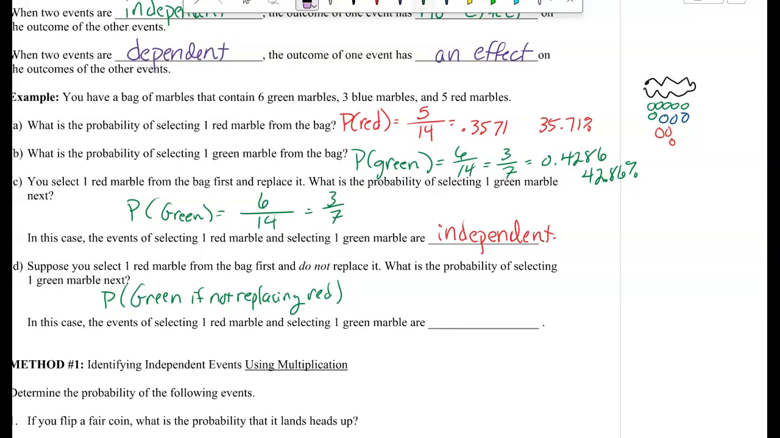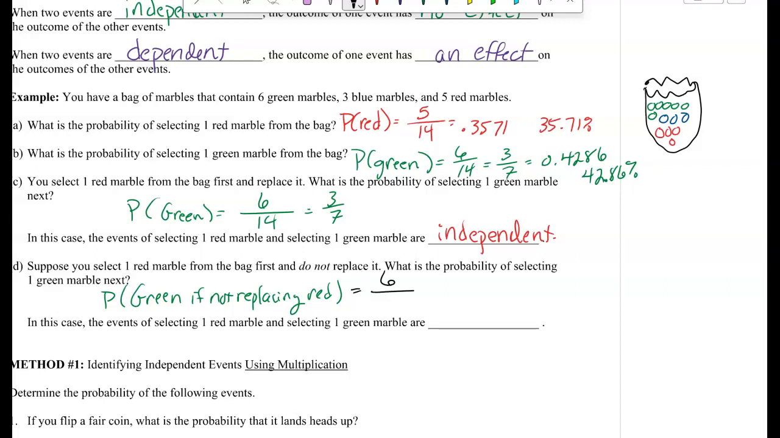Oops, totally took too much out there. That's what I get for not doing finesse. Let me go this way. Finesse. I took out one. I didn't replace it. What's my probability of selecting a green now?